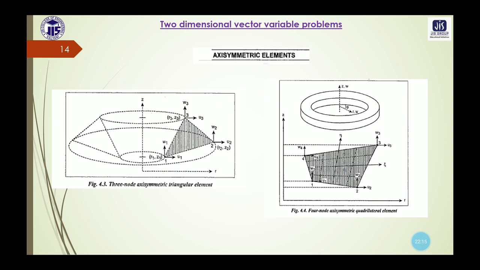Now next we have the concept of the axisymmetric elements. Earlier we discussed one-dimensional elements and two-dimensional elements, and the two-dimensional elements were basically scalar variable problems. Now in this module we will consider a special two-dimensional element, which is known as the axisymmetric element.